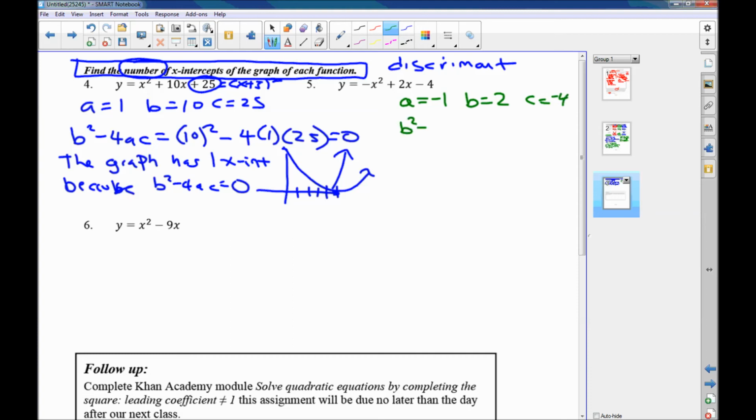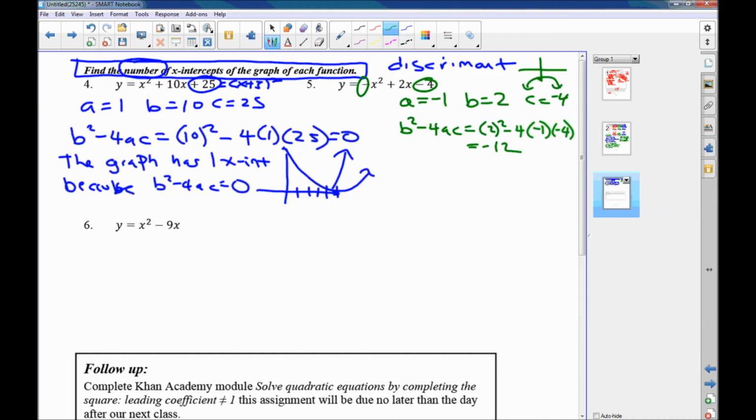So B squared minus 4AC is equal to 2 squared minus 4 times negative 1 times negative 4. Okay, so 2 squared minus 4 times negative 1 times negative 4. This gives me negative 12. So if I was to graph this parabola, let's see, it's going to open up downwards because of the negative. The y-intercept's going to be negative 4, but it's never going to cross the x-axis. So it's going to be somewhere down here going through negative 4.